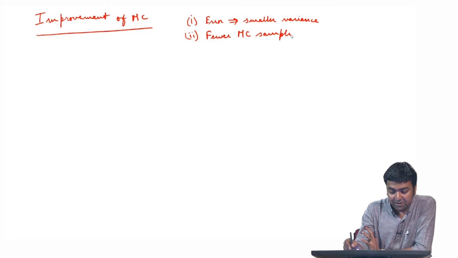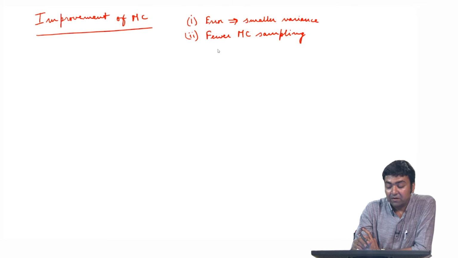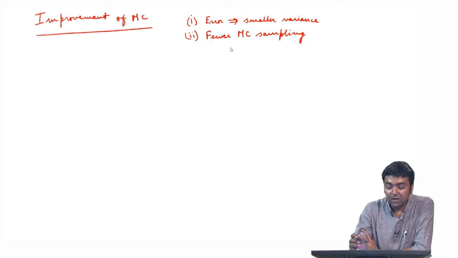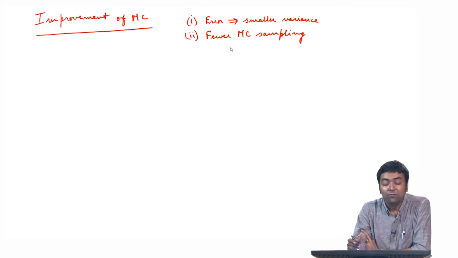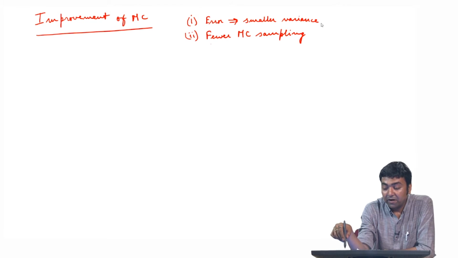Typically, for the second case, the methods we are going to discuss will improve the time by reducing the Monte Carlo sampling, but the time to do one Monte Carlo step in these modified methods will be more than what we need for the brute force method. So, let us see how these two can be achieved.